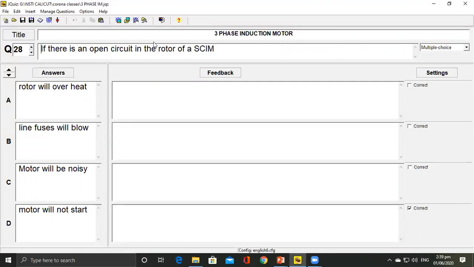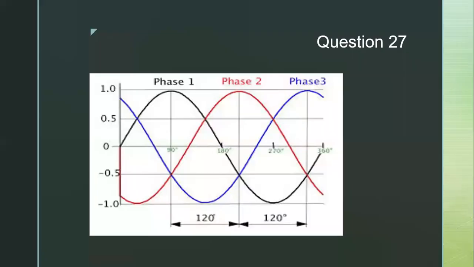Indeed, if there is an open circuit in the rotor of a squirrel cage induction motor while running, the motor rotor becomes open circuit. Options: A, the rotor will overheat and the line fuse will blow; the motor will be noisy; the motor will not start.